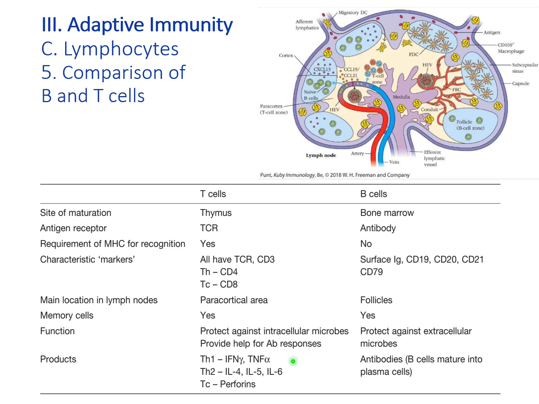And these are their products. T cells have cytokines as their products. The B cells will have antibodies as their products. The T cells will require MHC for recognition, while the B cells will not require MHC for recognition of antigens.